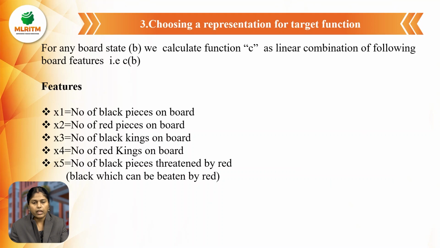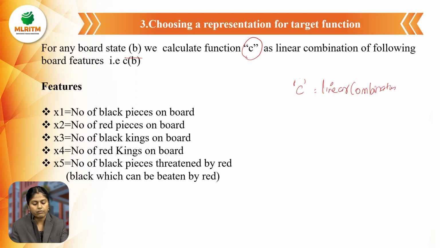See, for any board state, whatever it may be, we are going to calculate the function C. We calculate C as a linear combination of the following board features, that is C of B. We are going to take C as a linear combination for choosing the representation. For choosing a representation for the target function, these are the features that we are going to use. There are totally 5 features for using the target function.